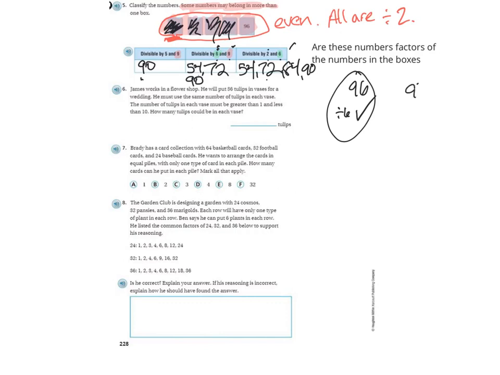Well, what about 9? So 96. 9 plus 6 equals 15. 15 divided by 9 does not get me a whole number. So, sorry, 9 is not divisible. It will not divide into 96. So, sorry 96, you can't go in that box.